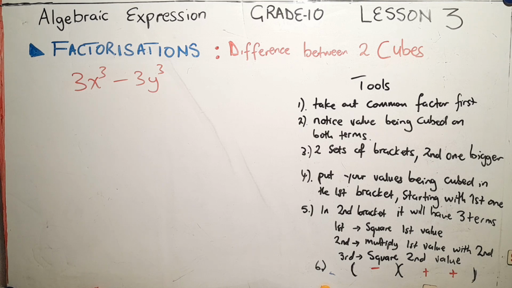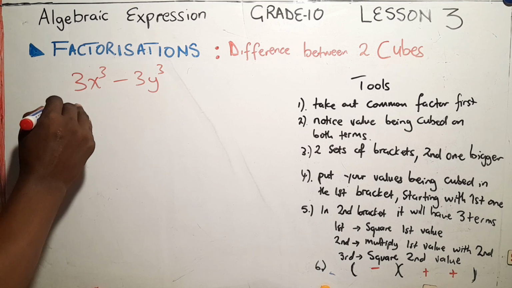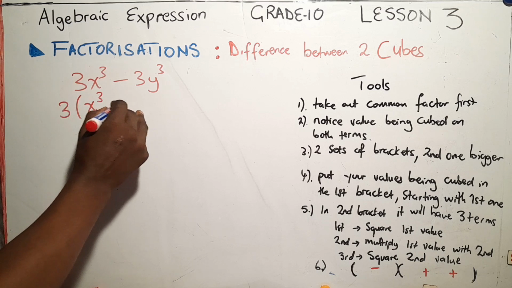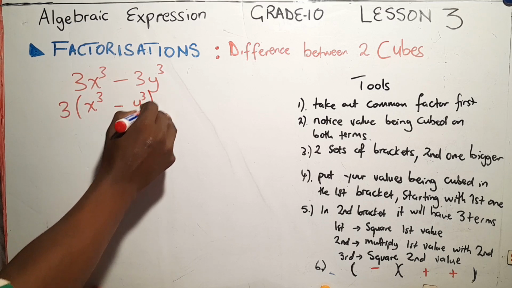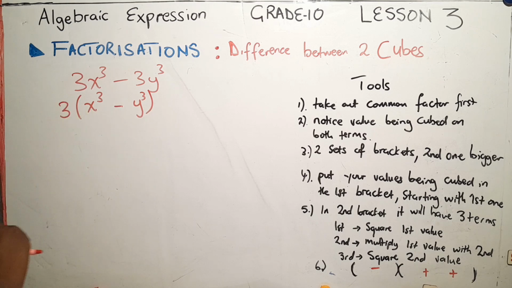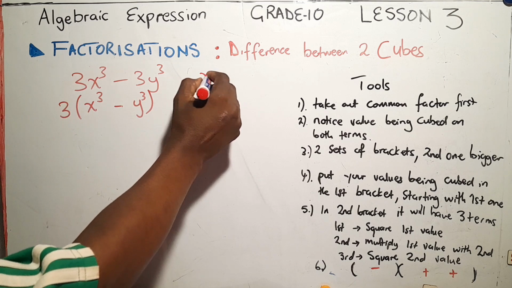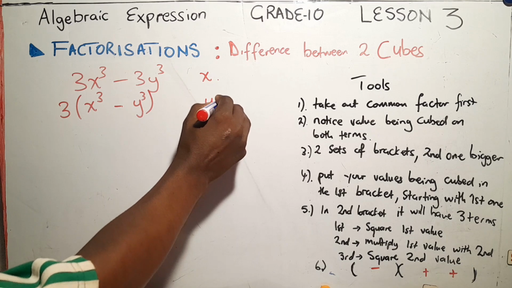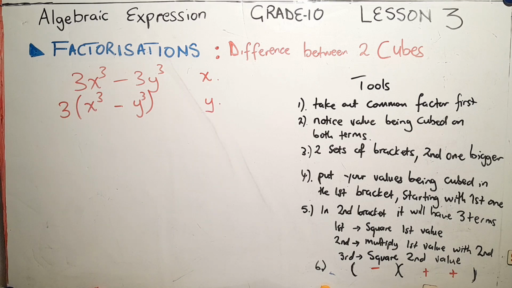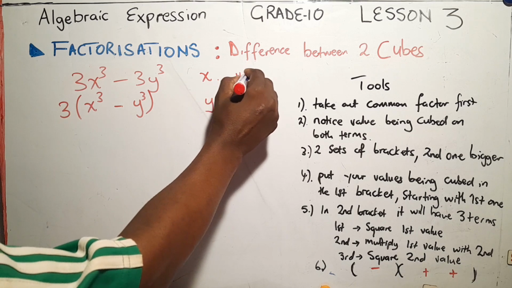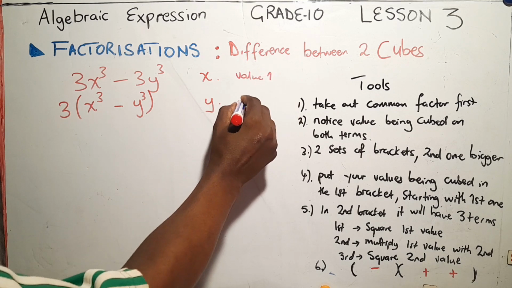The first step is obviously to take out the common factor. So we're going to take out 3 as it is appearing in both. So it will be x cubed minus y cubed. And then we check which values we are multiplying to get our perfect cubes. We can see that in this one we are multiplying x 3 times, and in this one we are multiplying y 3 times. So the first value is x and the second value is y.